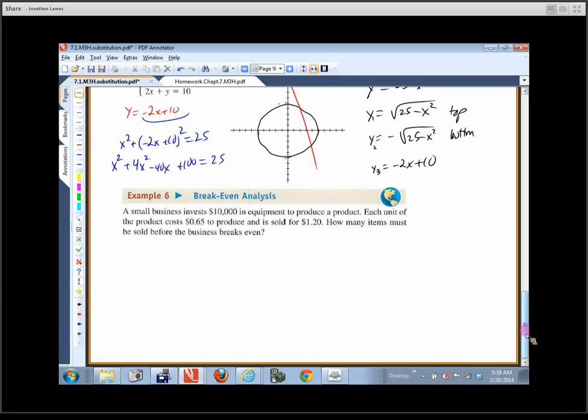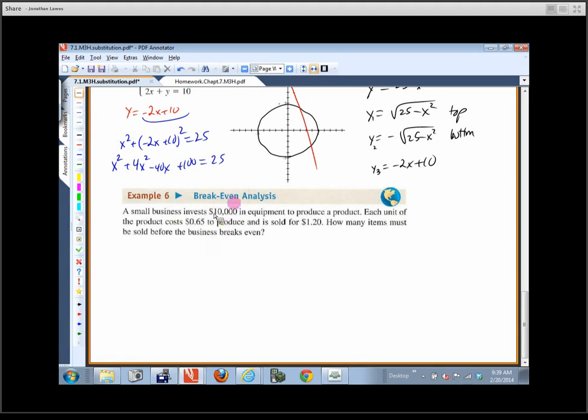This is called break-even analysis, and this happens all the time in business and when people are trying to make a financial decision. Okay, they make an investment or they spend some money, they want to know what their break-even point is. Okay, so it says a small business invests $10,000 in equipment to produce a product. So they buy new equipment or whatever it happens to be. Each unit costs $0.65, 65 cents to produce, okay, and is sold for $1.20. How many items must be sold before the business breaks even?